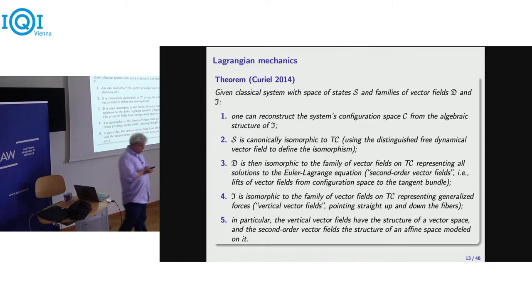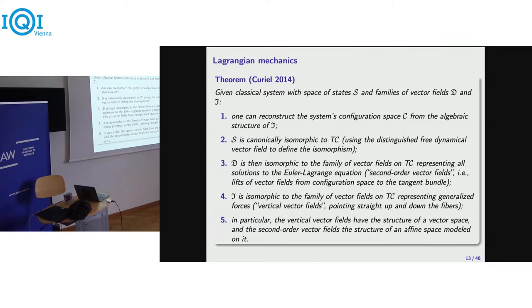So given a classical system as I've defined it, with the space of states S an even dimensional manifold, and the families of vector fields D and I that have the appropriate algebraic and geometric structures that relate to each other in the way that I sketched, one can reconstruct the system's configuration space from the algebraic structure of the interactions. It turns out that there is, in fact, a canonical isomorphism of the space of states to the tangent bundle of configuration space. One uses the distinguished free dynamical vector field to define the isomorphism, basically.